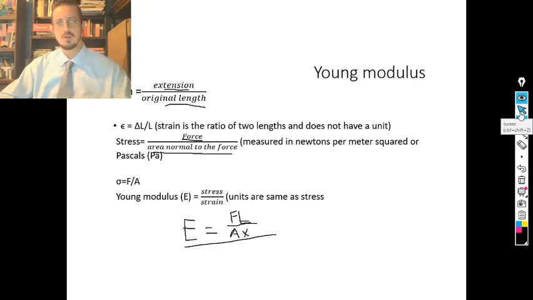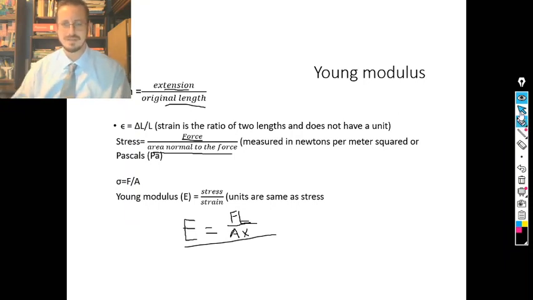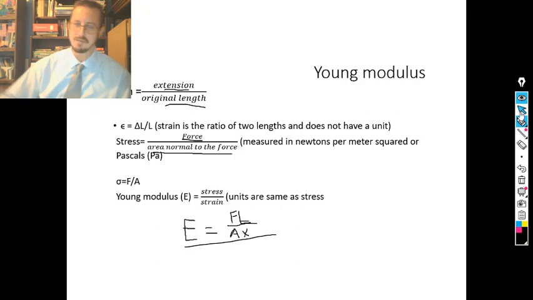Take a moment to work with those equations until you can prove that to yourself. Oh yeah, if I substitute everything in here, I should end up getting this formula for Young modulus, FL over AX, where X is the extension, A is the area, L is the original length, and F is the force.